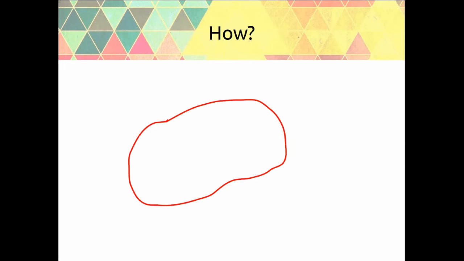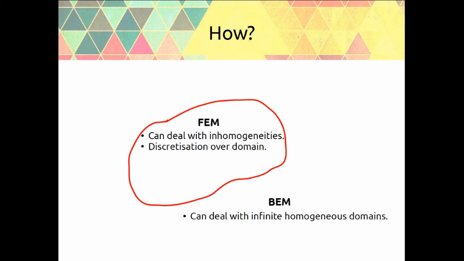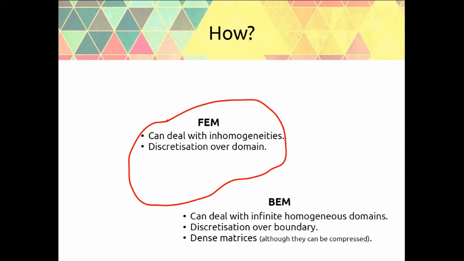So how are we going to go about FEM-BEM coupling? The idea is we want to use FEM inside because FEM is good at dealing with inhomogeneities, because we discretize over the domain. But because we discretize over the domain, this isn't good for the unbounded medium because we'd have to mesh an infinite region, which would be really impossible. So we'd like to use BEM outside because BEM can deal with homogeneous infinite domains because it discretizes over the boundary. So the idea is we take the infinite medium and we discretize it over the boundary, which allows us to deal with this large domain. BEM leads to dense matrices, although we can compress these, which I'll be talking about later, whereas FEM leads to sparse matrices, and that will be important later when I get to implementation.